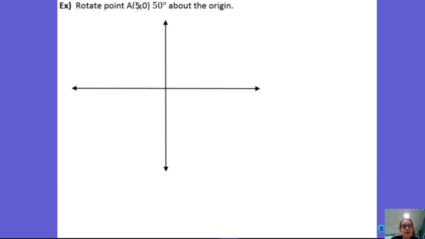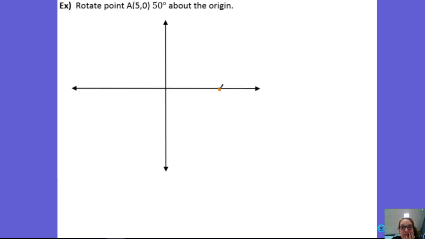Let's say we want to take a point and rotate it a certain amount of degrees that's not 90, 180, 270, not a multiple of 90 degrees. So this is where geometry is awesome and it's all going to connect and it's just absolutely the best. Okay, let's say we're going to take point A, which is at (5, 0).